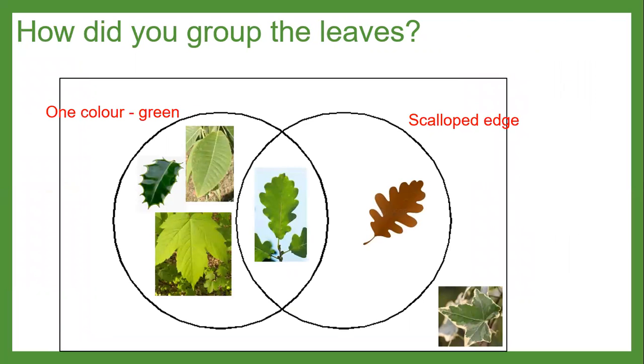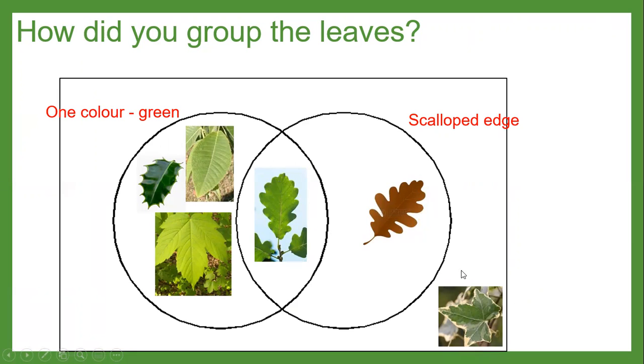So the 2 areas I've chosen are the leaf having just one color, green, and the other section is having a scalloped edge. A scalloped edge is quite a wavy, curvy edge. Okay, all of these here on the left-hand side are just green, one color. So you've got 1, 2, 3, they're all one shade of green. And the one on this side is not green, it's brown. And here it's got a scalloped edge, where this one here is green and having a scalloped edge.